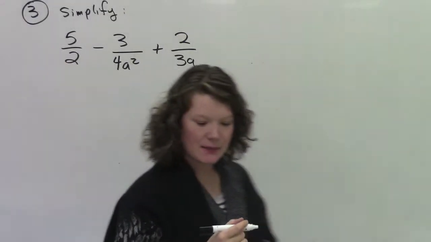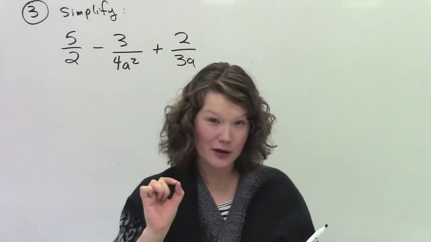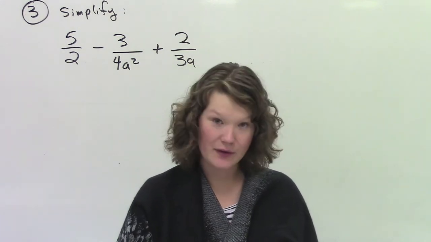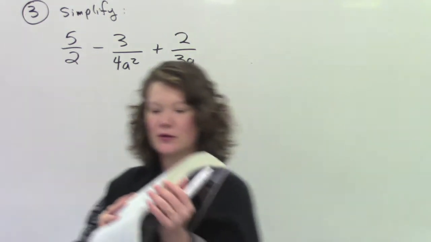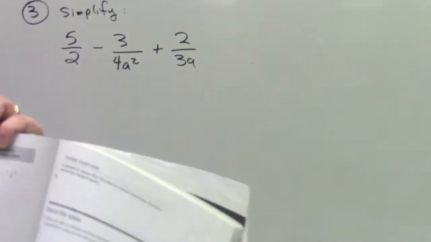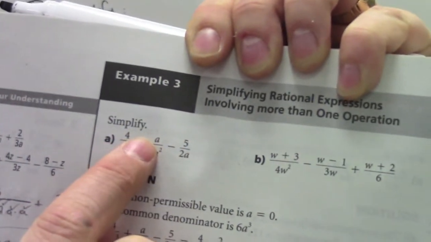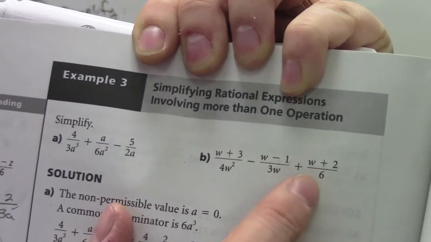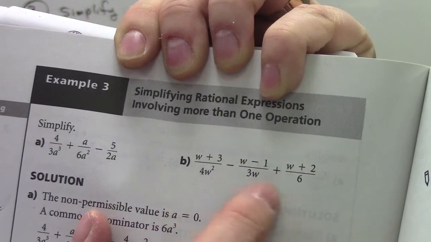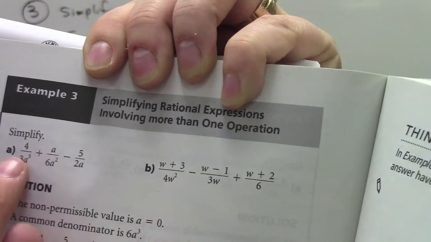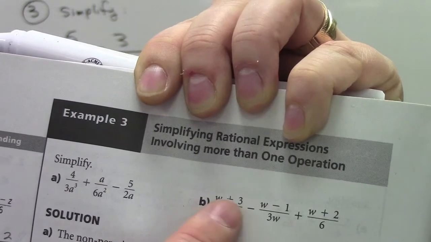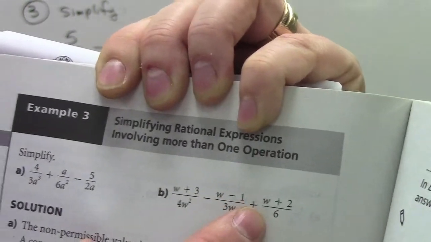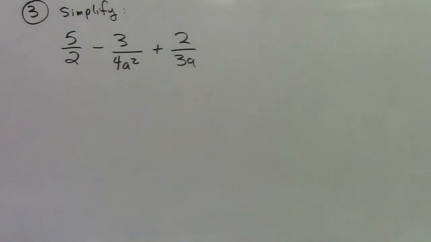This is going to be the last example. What I want you to do is go to page 552, and you'll notice it says example 3. You'll notice that there is a question on here that is very similar, but then there's another one where you have binomials. Not just monomials, not just one-termed polynomials in the numerator, but something like w plus 3 and w minus 1 and w plus 2. I want you to make sure that you know how to do that.